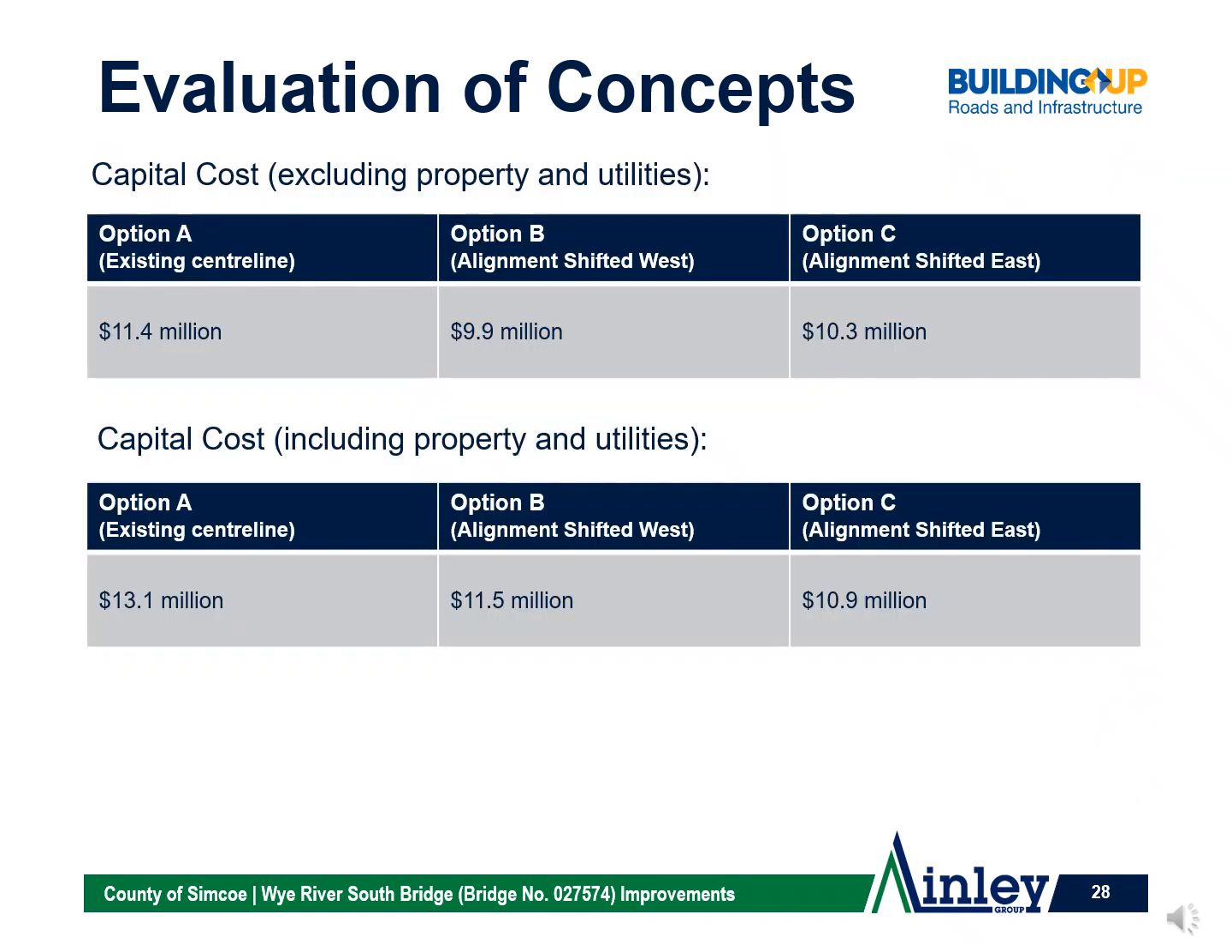To illustrate the previous point about costing a bit further, the estimated capital cost, excluding property acquisition and utility relocations, are $11.4 million for Option A, $9.9 million for Option B, and $10.3 million for Option C. But, when taking into account the approximate property acquisition and utility relocation costs, the estimated total capital costs increased to $13.1 million for Option A, $11.5 million for Option B, and $10.9 million for Option C.